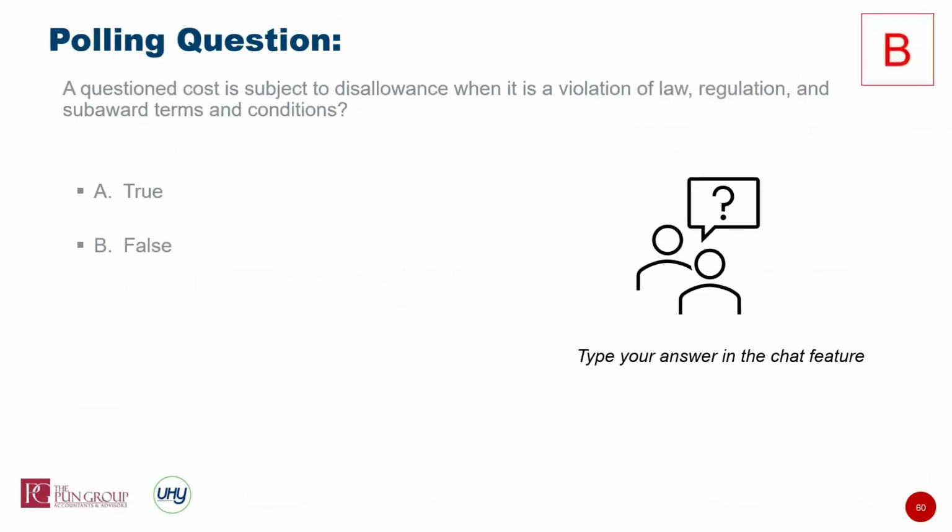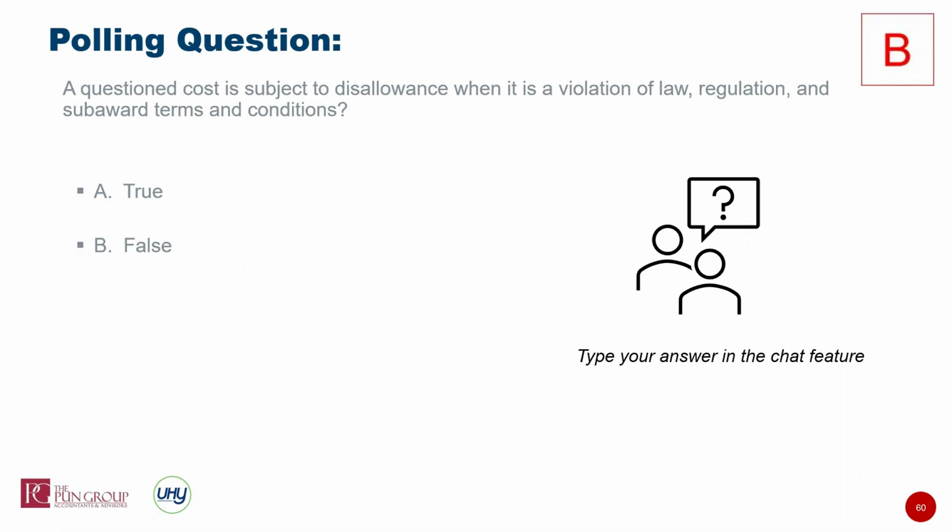So, a quick polling question. If your findings or your observations include a questioned cost, is a questioned cost subject to disallowance when it is a violation of law, regulation, and subaward terms and conditions? Answer A or B in your chat feature. A, it is subject to disallowance if it's a violation, or B, false, it's not a disallowed cost when it's a violation. I'll give you a minute here. Go ahead and load those into the chat and we will monitor this on the side.